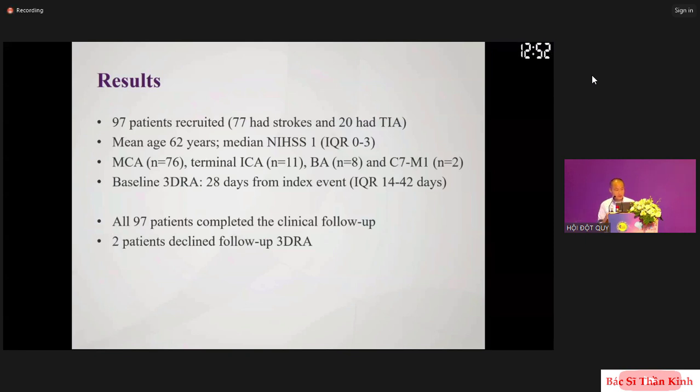So here are the results. We recruited 97 patients for this study. The majority of these patients had MCA stenosis, 76 patients, and 11 patients had terminal ICA stenosis, 8 in the basilar artery, and 2 had a long segment of stenosis involving the C7 and also M1. We performed baseline 3DRA approximately 4 weeks from the index event. And all 97 patients completed the clinical follow-up, but 2 patients declined follow-up 3DRA because of the invasiveness.